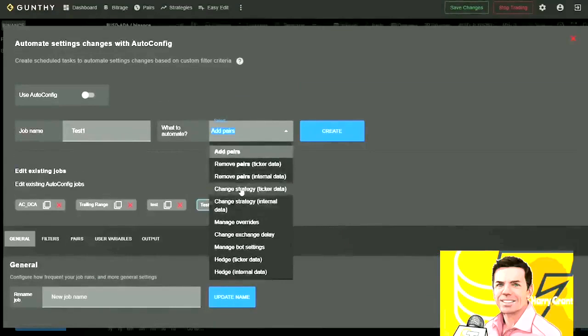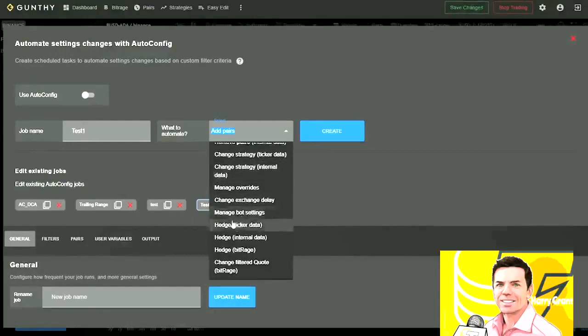to manage overrides. So let's say that I have a strategy for a bull market and a strategy for a bear market. Then I can run a filter and say, okay, if Bitcoin has gone up 10% in the last 24 hours, then I want to run my bull strategy. And if it's gone down, then I want to run my bear strategy. Or I can do many things like this. I can decide to hedge. Basically, the options are limitless for auto config.